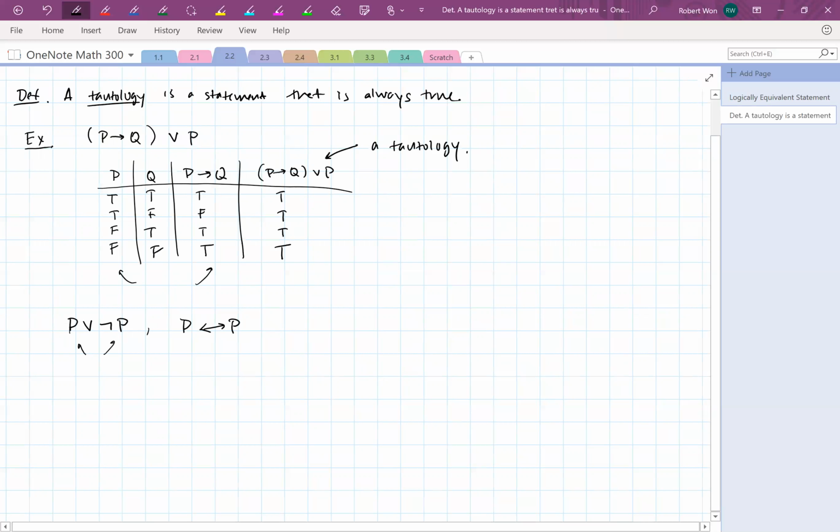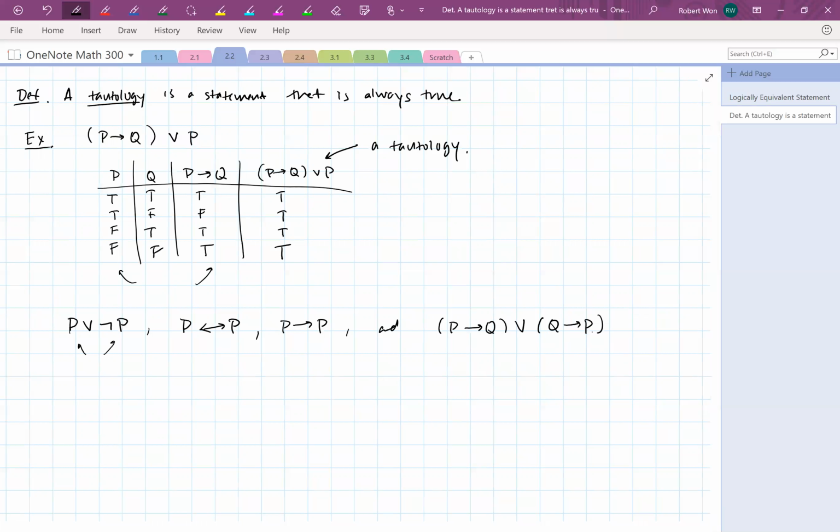Okay, another example, P if and only if P, n is prime if and only if n is prime, right? Or for the first one, n is prime or n is not prime. Those are both always true statements, regardless of what the statement is. If P, then P. P implies P. And then maybe harder to see, so maybe you should do a truth table for this, is if P then Q or if Q then P. This, it turns out, is always true. Okay, so that's what a tautology is.